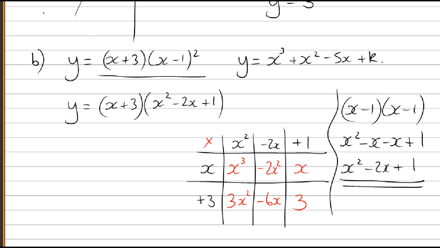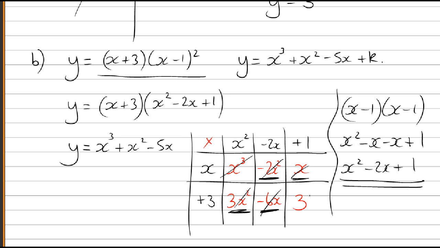Okay, so let's collect like terms. We've got 1x cubed. x squared, we've got 3x squared minus 2x squared, which leaves me with positive x squared. We've got minus 6x plus x, which is minus 5x. And we're just left with positive 3. So our k was equal to 3.